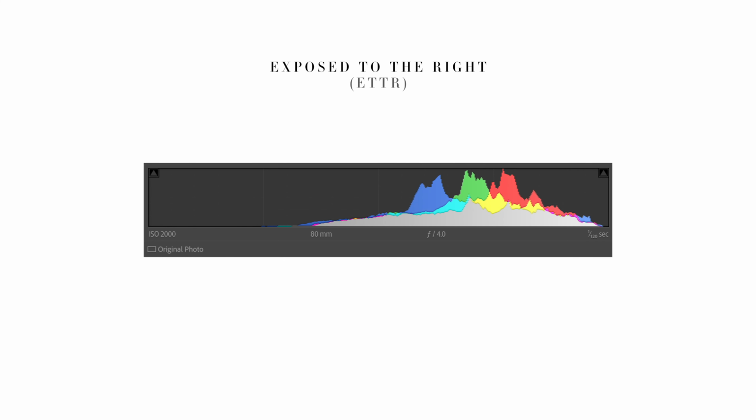Exposed to the right, or ETTR. So generally this gives less noise than underexposing, but it can become tricky not to accidentally overexpose your image, which should be avoided at all costs when we talk about digital cameras.